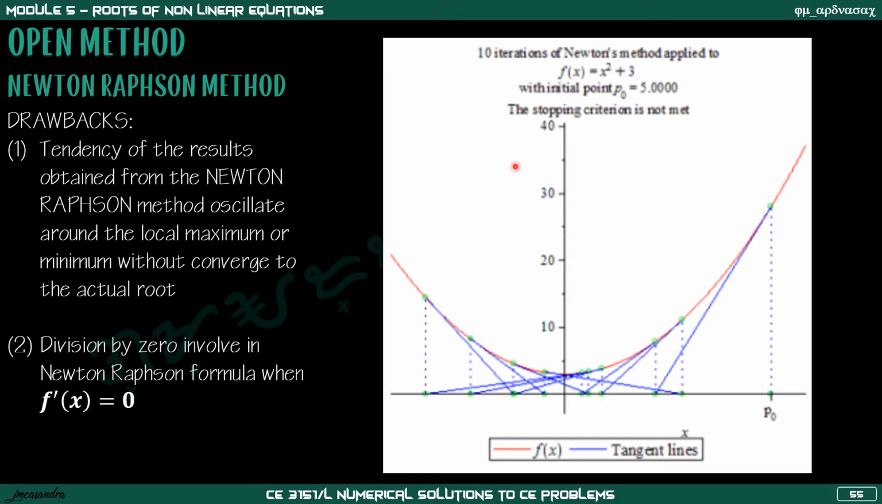So this is an example graph showing our drawbacks. If you're going to solve for the first one, you only get changes in the values, but you are not meeting the exact point or the true value of our equation.